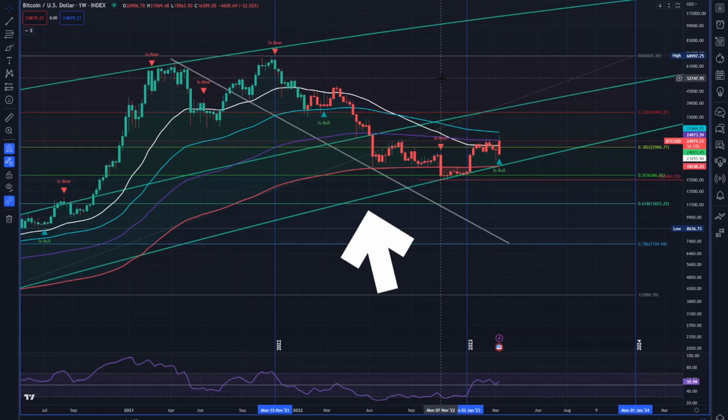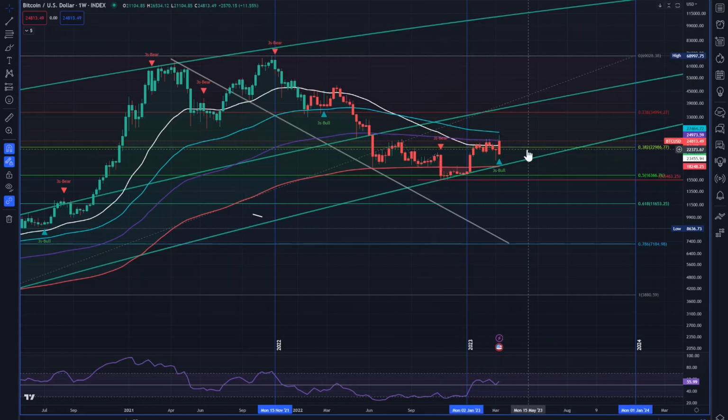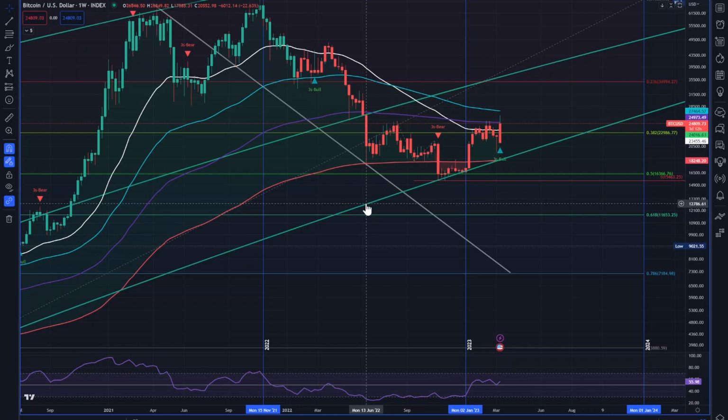Next chart, I'm going to show another logarithmic regression chart, but this one also with the weekly smooth moving averages. These are manually drawn logarithmic lines. I drew them quite a while ago. I think it was, I'm going to say, July last year.